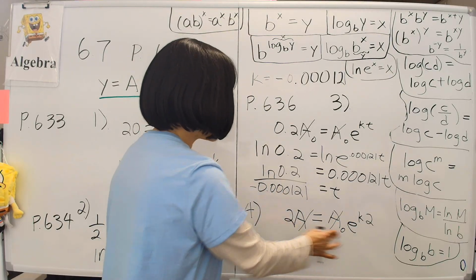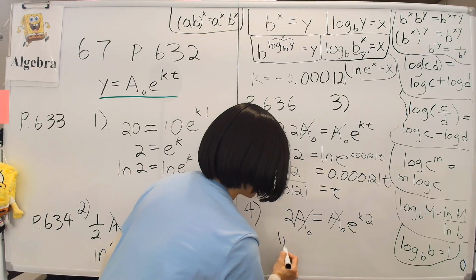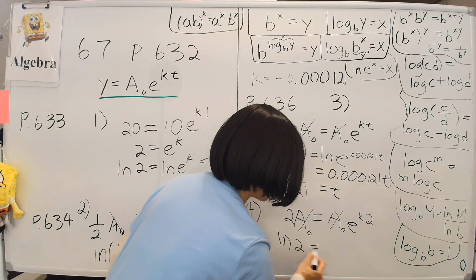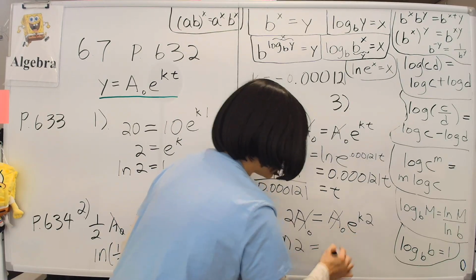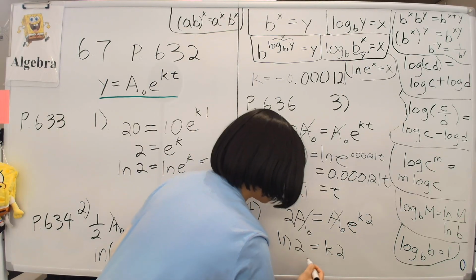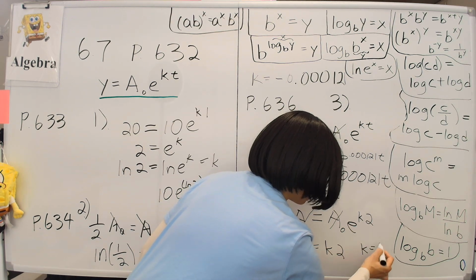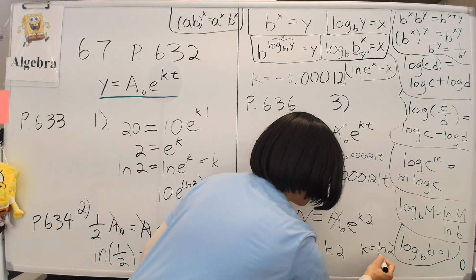Again, we'll take natural log to knock out the e, okay? So natural log of 2 is equal to the natural log of e to the power 2k. The natural log and e cancel themselves out, so we have only k times 2 left. So then k equals natural log of 2 divided by 2.